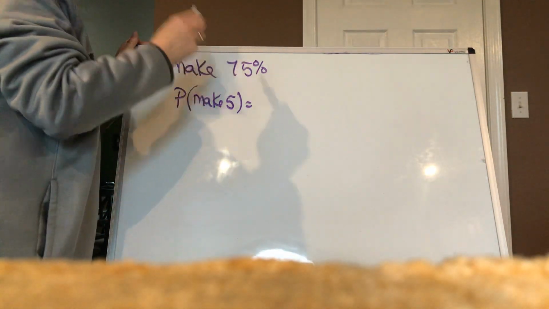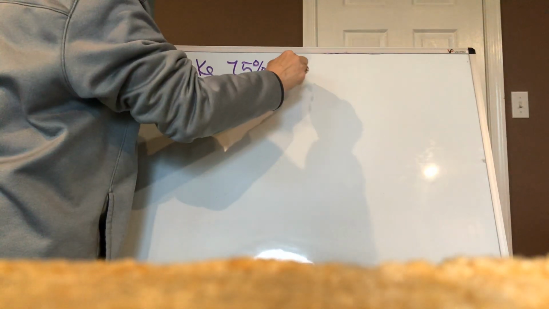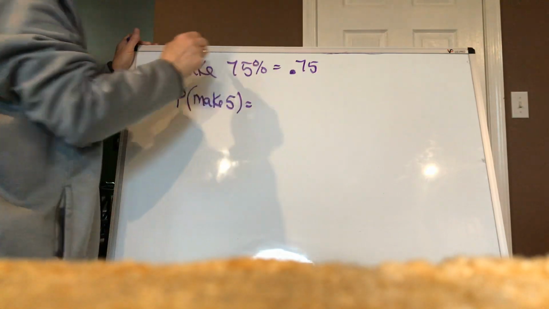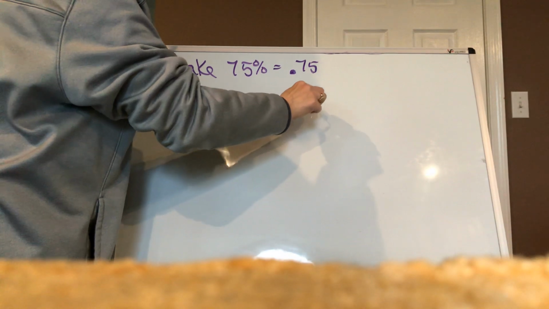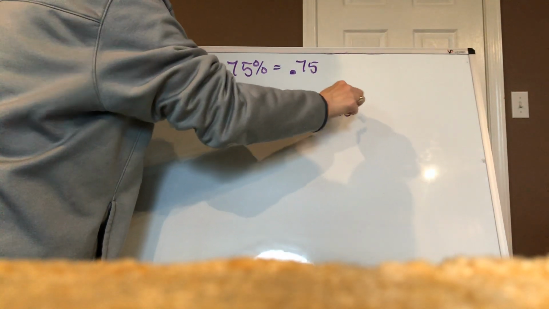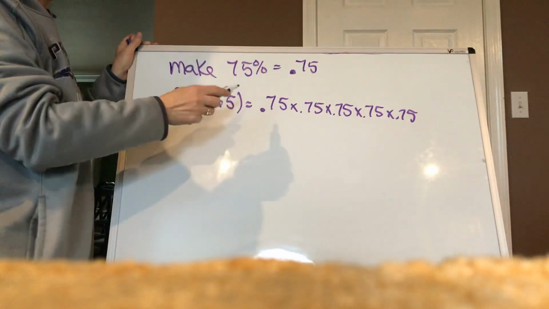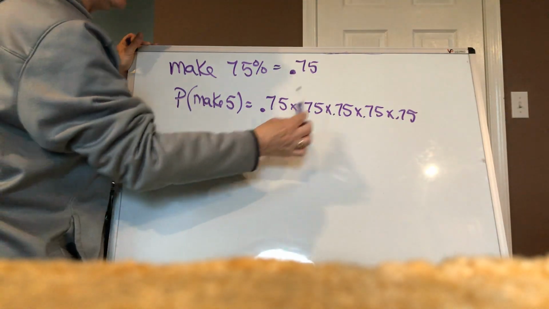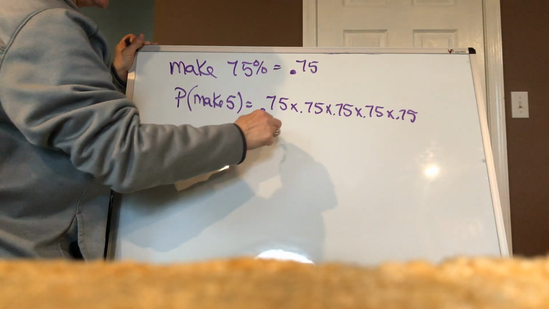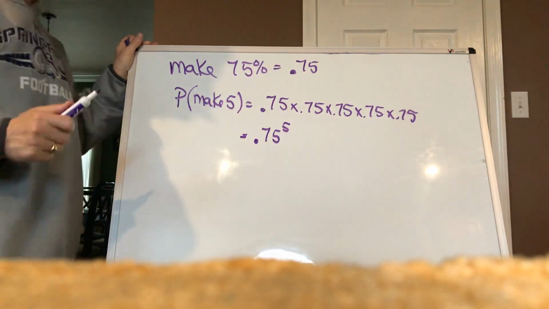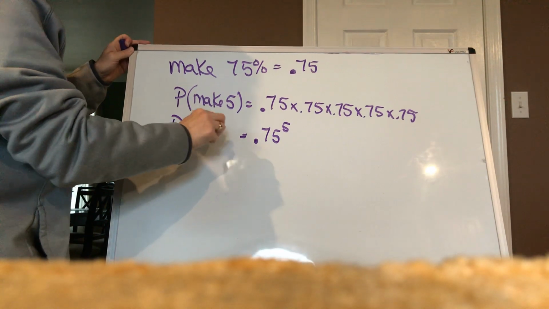Well, we multiply our probabilities. 75%, isn't that the same as 0.75? Move the decimal to the left. So wouldn't I do 0.75 times 0.75 times 0.75 times 0.75 times 0.75? Because we're making 5 free throws. Probability you make 1, 1, 1, 1, 1. Another way to write this is 0.75 raised to the 5th power. Now, that's the probability that you make 5 in a row.